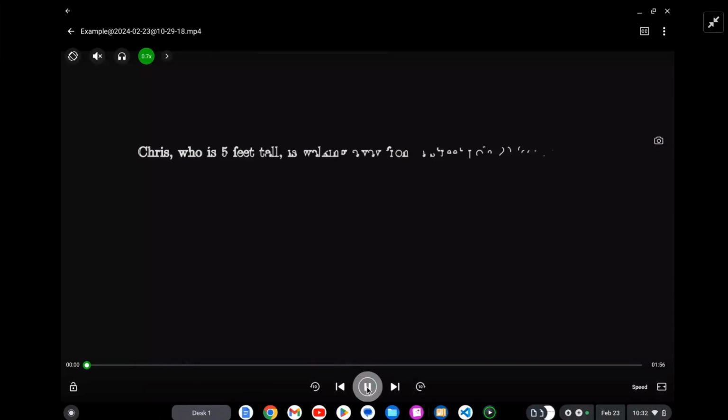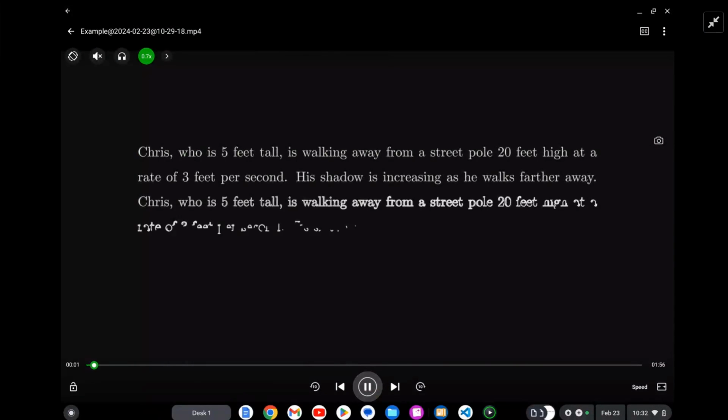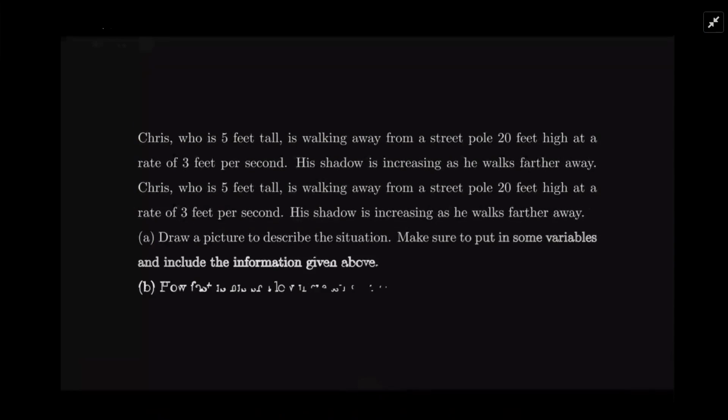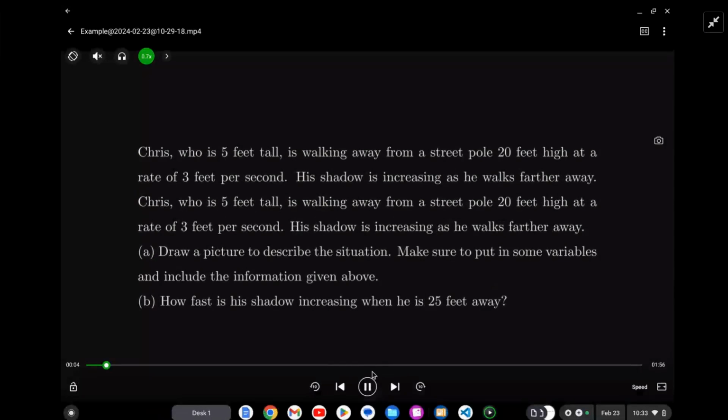Take a look at our problem here. It's a related rates problem. All right, so we have a light pole, 20 feet high. And we have Chris, who's 5 feet tall, walking away from the pole. And we're given his speed, 3 feet per second. And the shadow that he makes is increasing as he walks further away from the pole.